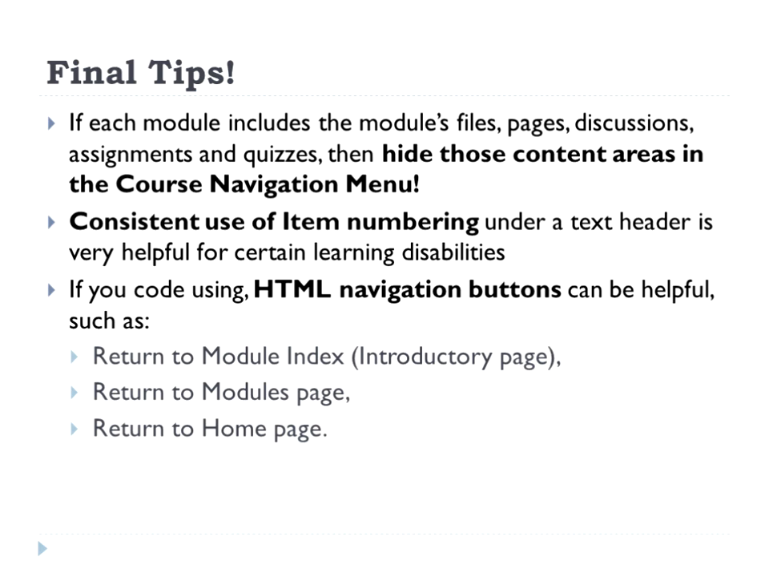The other thing is use consistent item numbering on a text header. You might have noted that in some of the examples we just saw that it was lecture one, lecture two, lecture three, et cetera, handout one, handout two, handout three, et cetera. This is particularly helpful for students with certain learning disabilities. And the reality is that it actually helps all students keep on track with where they were in the module so they know where to go next when they come back to the module.